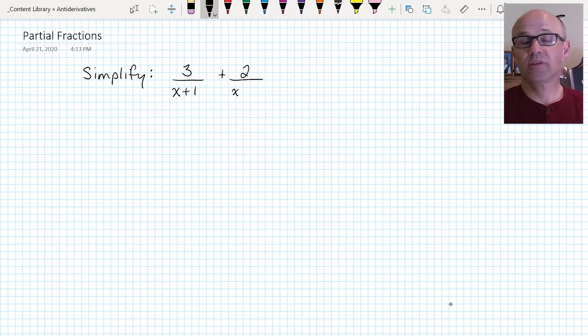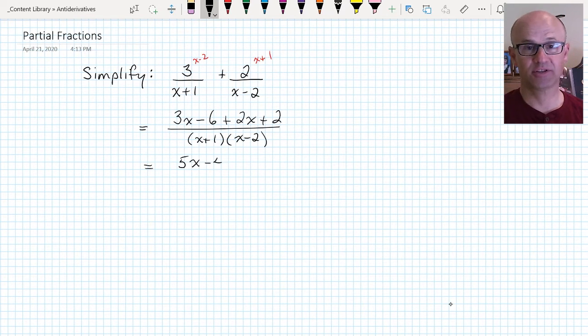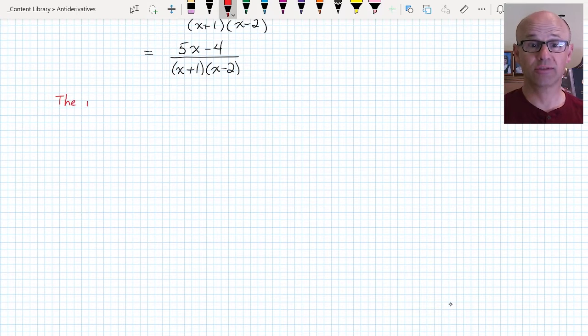So to begin with, simple fractions. Can you simplify these two fractions? Well, of course. We find a common denominator, the two bottom pieces. The 3 gets multiplied by the x minus 2. The 2 gets multiplied by the x plus 1. In elementary school, a lot of you learn of this as cross-multiplying.